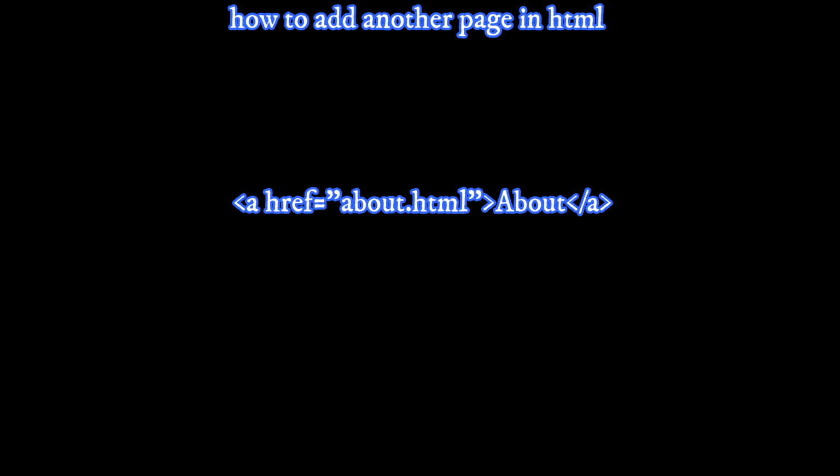For example, if you want a link to the About page from the home page, you could add the following code to the home page. This creates a clickable link that takes users to the about.html file when they click on it. Step 6. Save all changes and preview your website to ensure that the links are working properly.